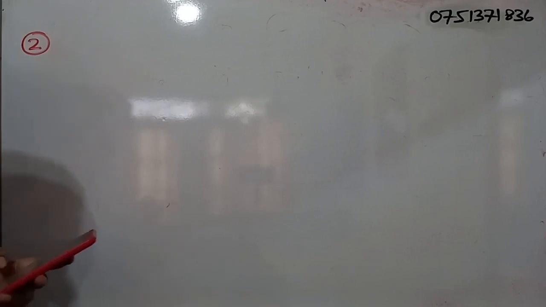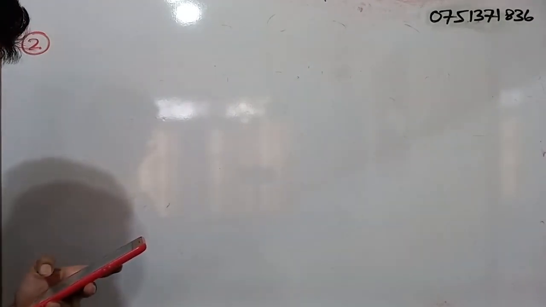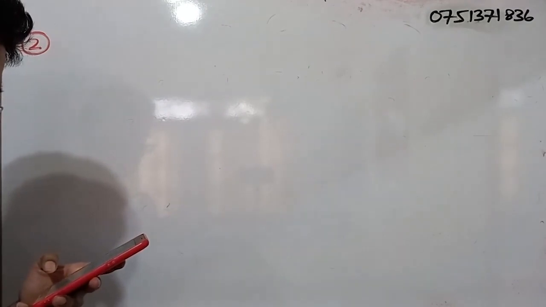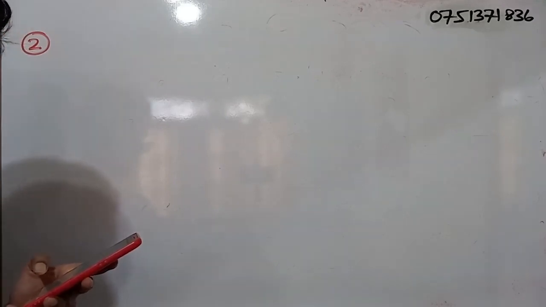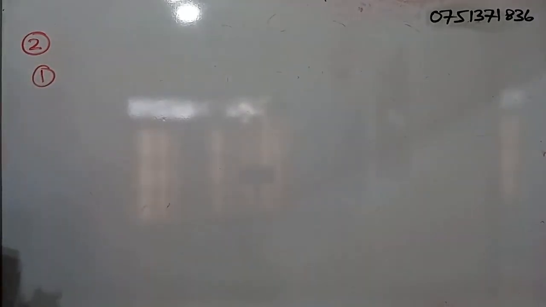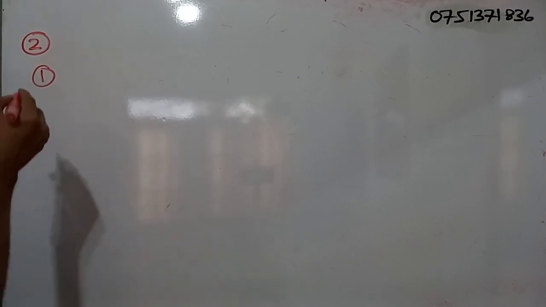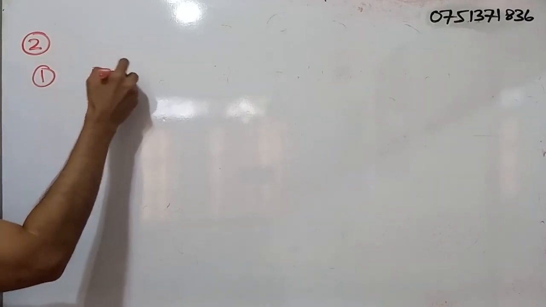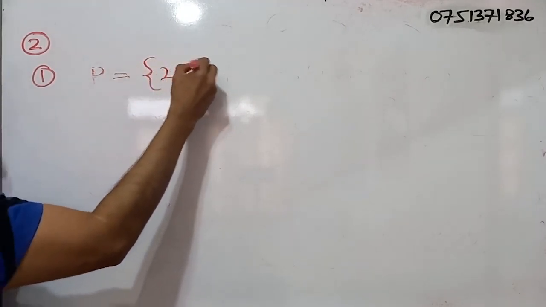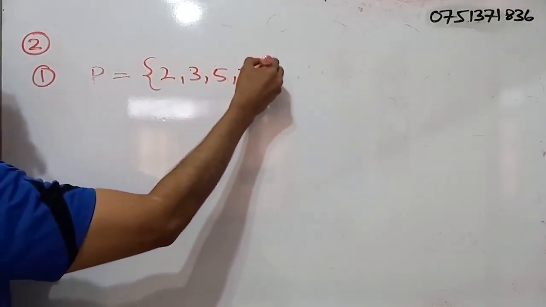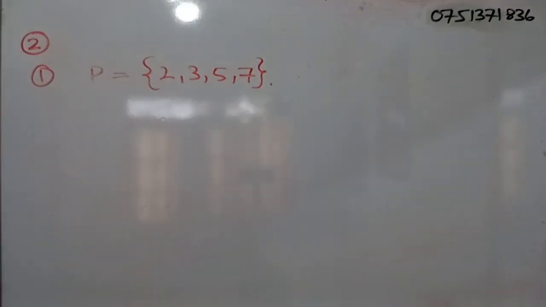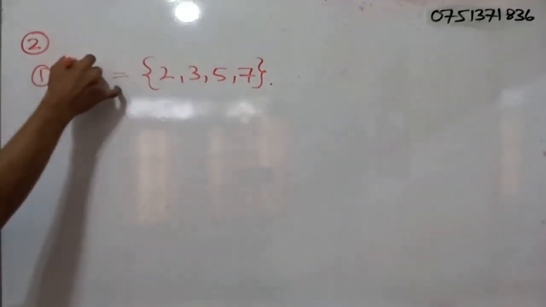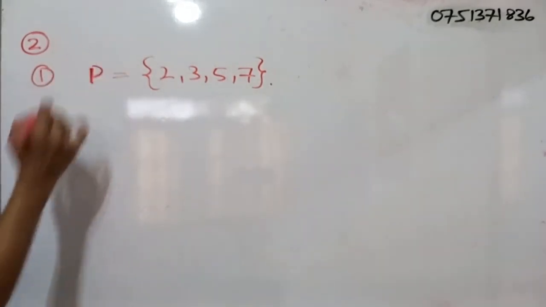Question number 2. Express each of the following sets in a different form by writing all the elements of each set within curly brackets. Represent each of these sets by a Venn diagram too. First set, which is P, equals prime numbers less than 10. Okay? So P is equal to what? 2, 3, 5 and 7. Then we have to represent that using a Venn diagram also. We have to do it both ways.